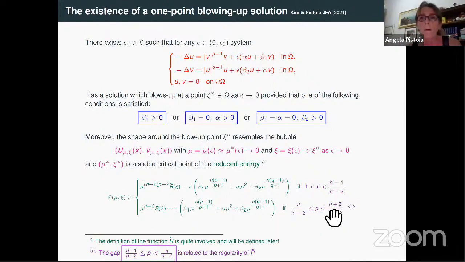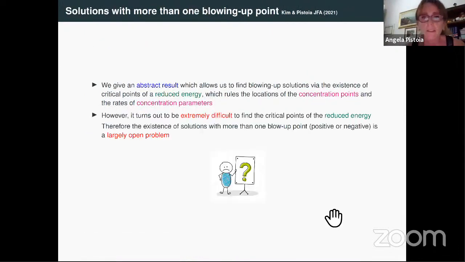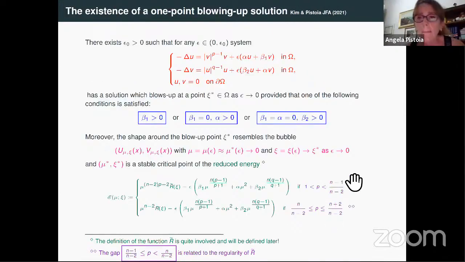Okay, sorry. There is a gap here. You see that if P is between these two numbers, look at this box, then I don't know what I can say, because this gap is related to the regularity of R tilde, but it is technical. I don't want to go into details.